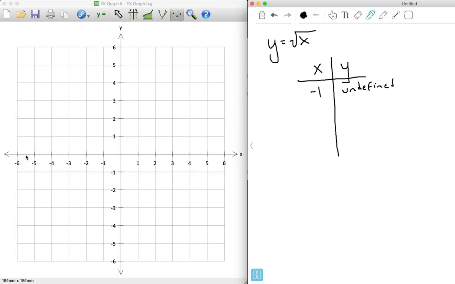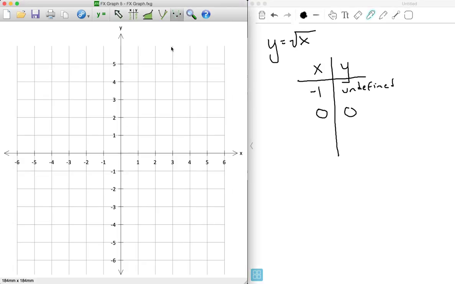You're not going to see any graph for y equals the square root of x on the left-hand side of the y-axis, because that's all negative x values, which can't be square rooted. So we'll start at an x value of 0. I plug that in. Square root of 0 is 0. So that's the point 0, 0 again. I'm going to come and put that on my graph.